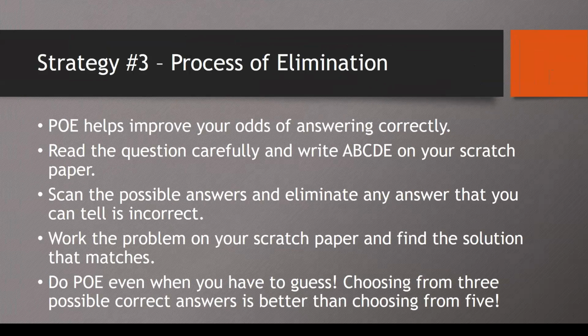Strategy number 3, process of elimination. The process of elimination helps improve your odds, so read the question carefully and write A, B, C, D, E on your scratch paper. Scan the possible answers and eliminate any answer that you can tell is incorrect. Work the problem on your scratch paper and find the solution that matches. Do the process of elimination even when you have to guess. Choosing from 3 possible correct answers is better than choosing from 5.